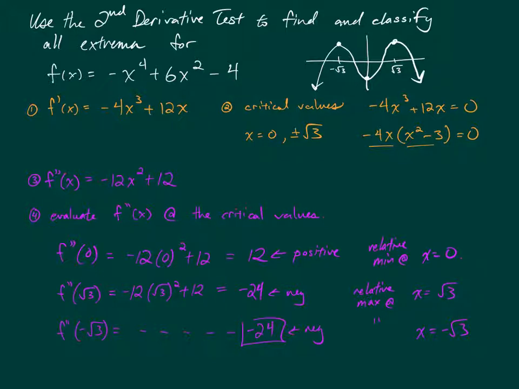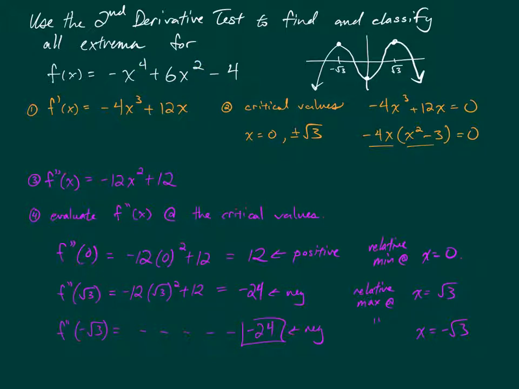So the only question we have is, are these maximums absolute? Or is one of them absolute and the other one relative? Well, we could think of this one of two ways. The first way is we can substitute positive square root of 3 into the original function and negative square root of 3 into the original function. And what will happen is you'll see that you get the same exact value for both. So you know then that these maxima are at the same height, which means both of them would have to be absolute maxes.